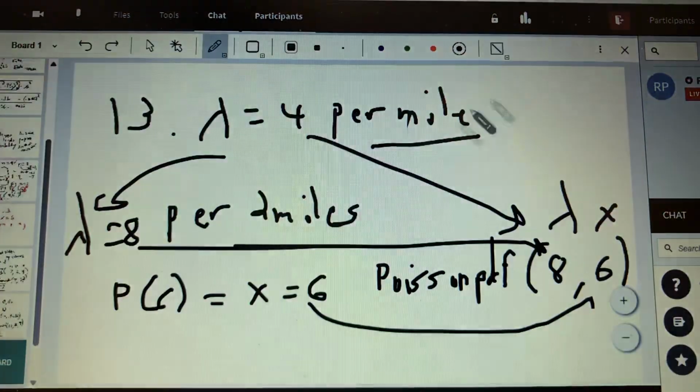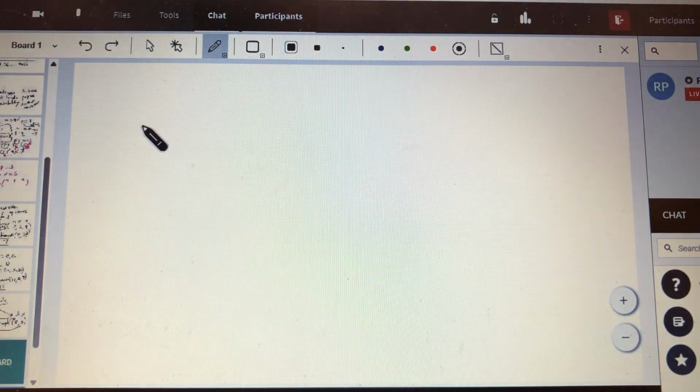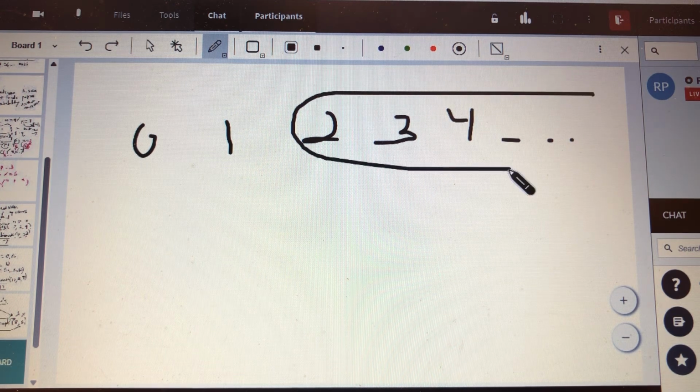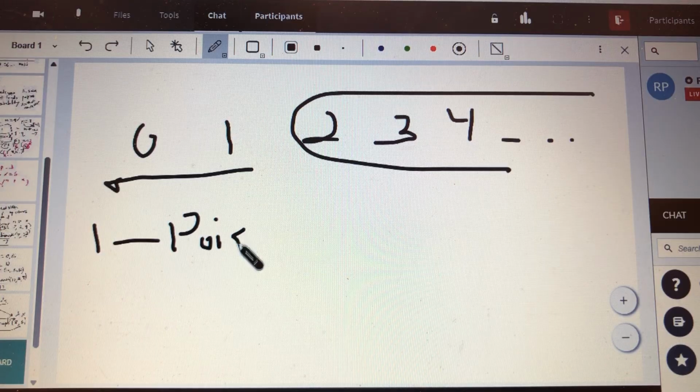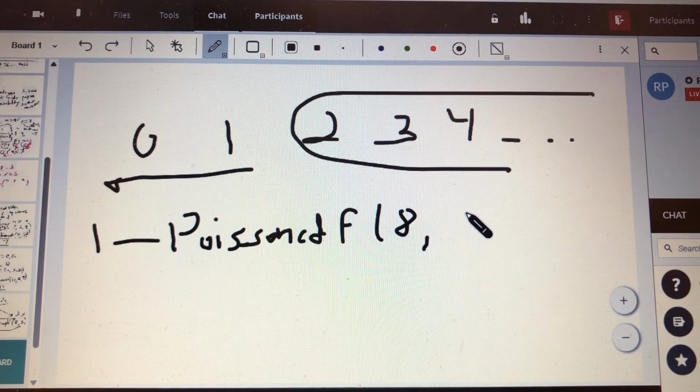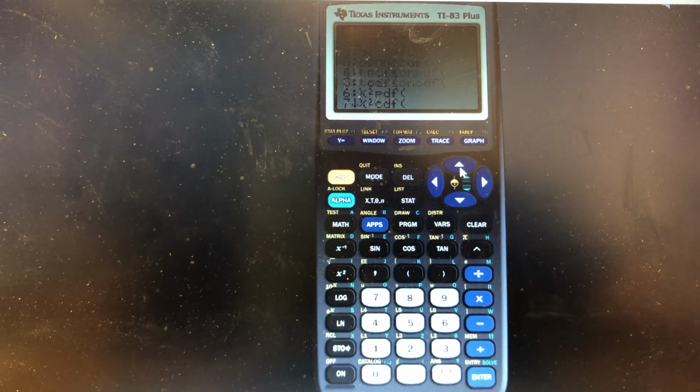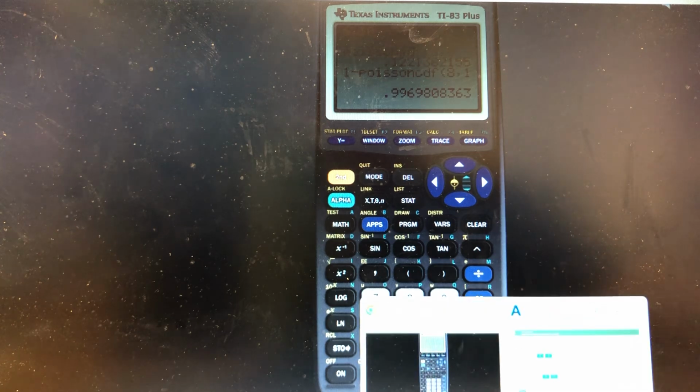More than 1 means 2 and up, so I need to turn it around and do 1 and down. 1 minus Poisson CDF with the 8 first, and now I'm going to put a 1 last because I'm doing 1 and down. 1 minus Poisson CDF (8, 1). 0.9970. You add 1 to this 69 and make it a 70. 0.9970.